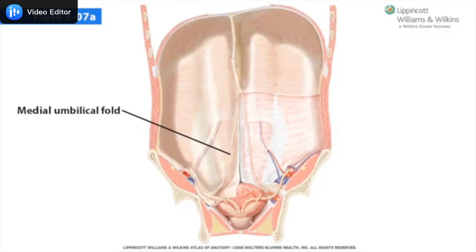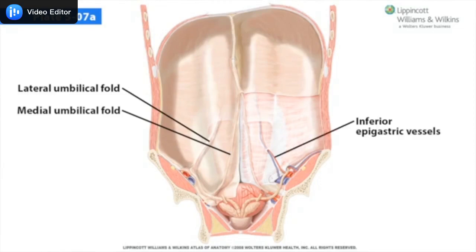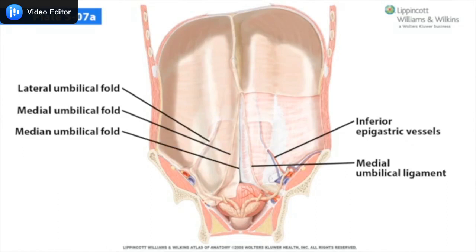But the anatomical distinction is that the umbilical folds are areas of parietal peritoneum elevated by underlying structures. For the inferior epigastric folds, the underlying structures are the inferior epigastric vessels. For the medial umbilical folds, it's the medial umbilical ligaments. And for the median umbilical fold, the structure underlying the peritoneum is the median umbilical ligament, which is the remnant of the urachus of the embryo.